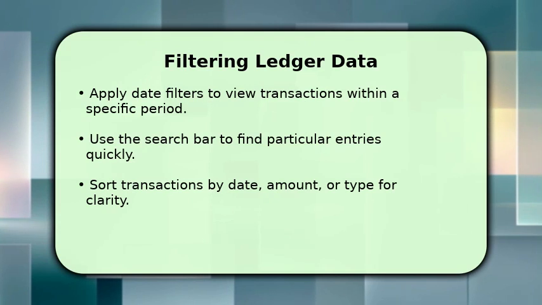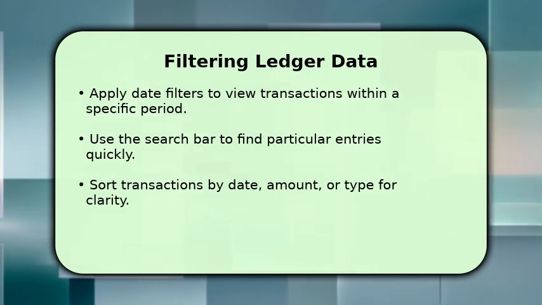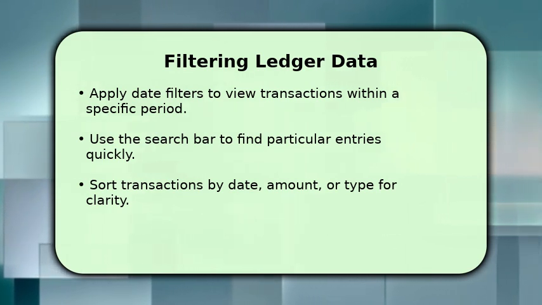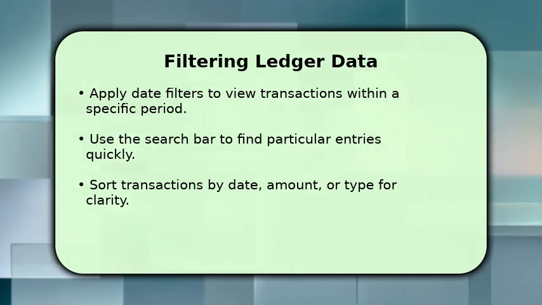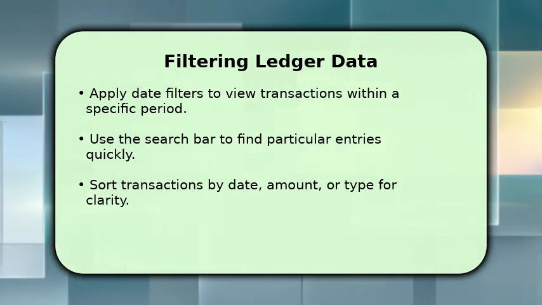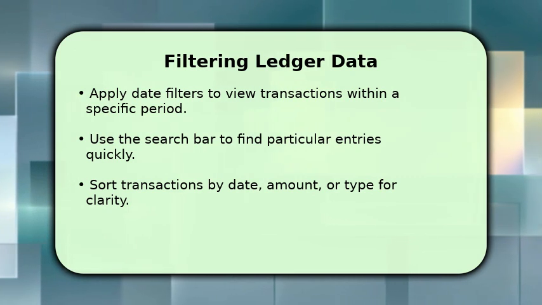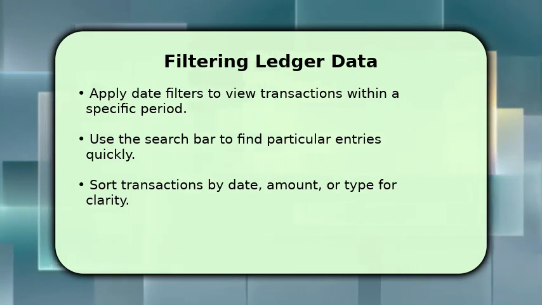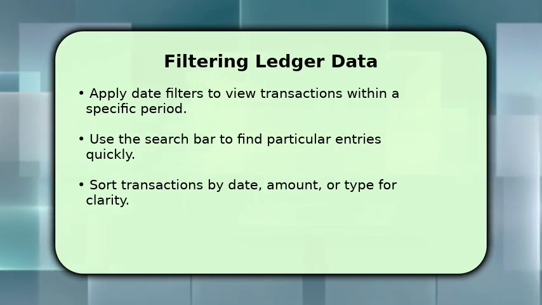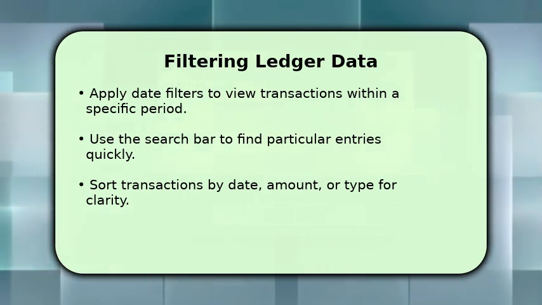After selecting a ledger, you'll see a list of transactions. To refine your view, use the date filters at the top. You can choose a custom range or preset options like this month. If you're looking for a specific transaction, the search bar is incredibly helpful. You can also sort the entries by date, amount, or transaction type to organize the data in a way that makes the most sense to you.